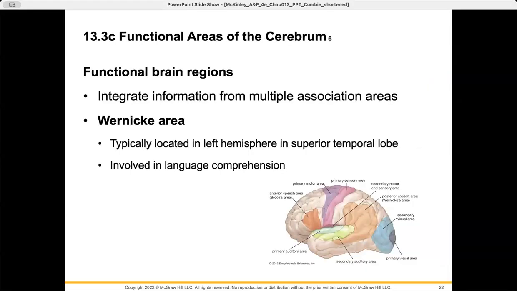Looking at a few other areas, especially associated with our parietal and temporal lobes, we have some functional areas. One is Wernicke's area, which we can see spreading across both lobes here. Typically, this one is involved in language comprehension. So when people are speaking to you, it's your ability to process that and associate it with certain things.